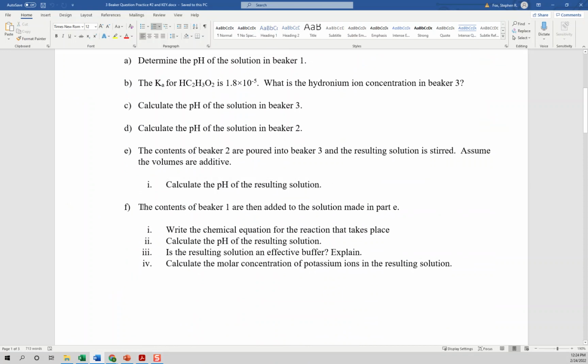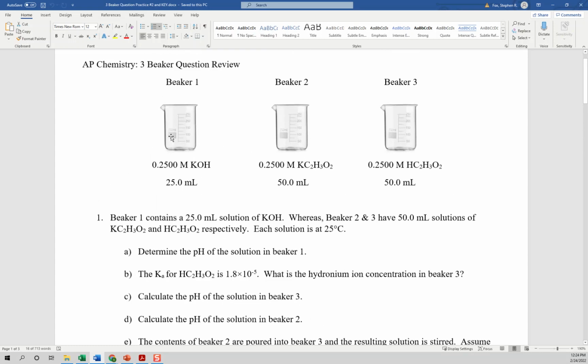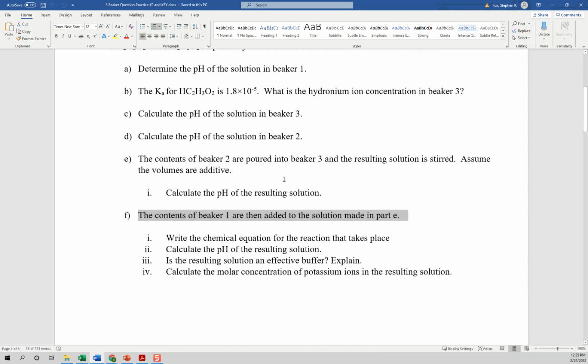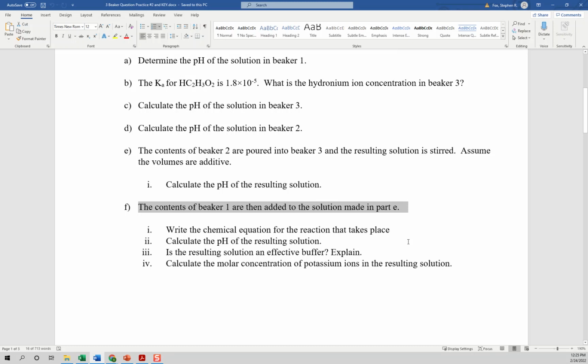Okay, part F. Now, buffer attack question. So beaker 1, which is our strong base, is poured into the resulting mixture of beaker 2 and 3, which is our buffer solution. So what are we doing? We're taking our buffer solution that we made and we're attacking it with strong base, buffer attack. So we should be thinking BCA chart, okay? But before that, they ask us, write the chemical reaction that takes place.